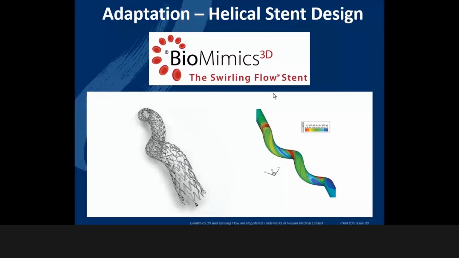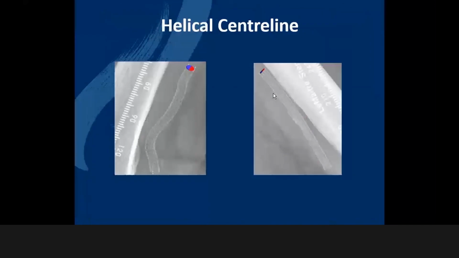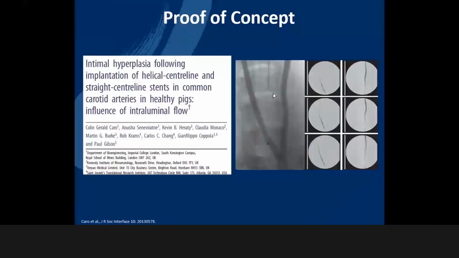So the adaptation in the clinical setting is in this stent concept, the helical stent design, which induces swirling flow, as you show here in these images, compared to a straight stent design on the right side. So there was a proof of concept, of course, and it was an experimental intraluminal flow measured in pigs induced by the helical stent, and you see the swirling flow stent on the right-hand side and the linear stent on the left hand.